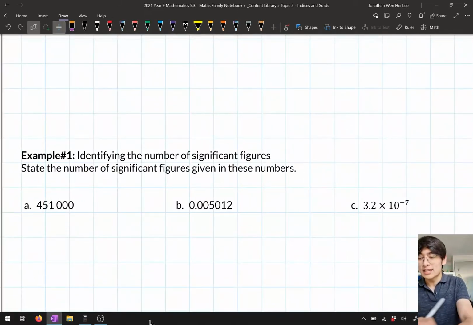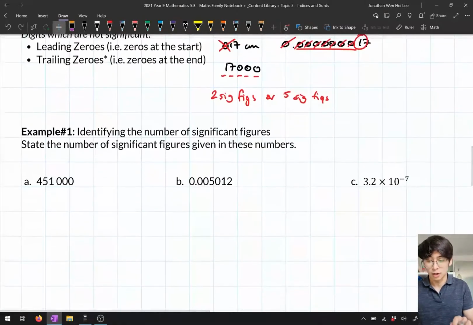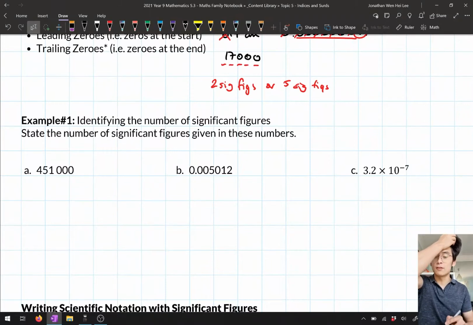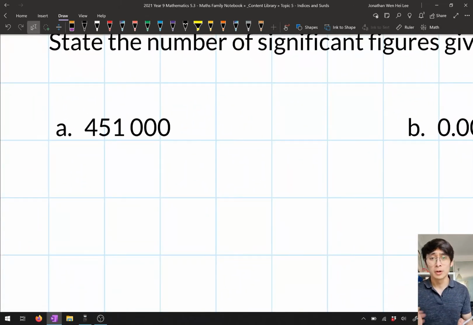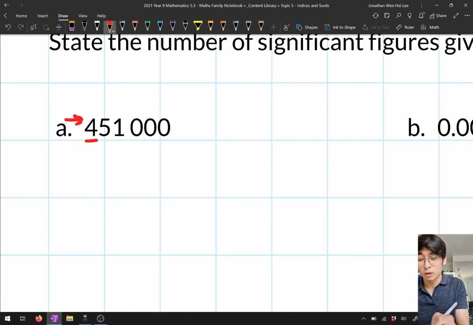So example 1, identifying the number of significant figures. State the number of significant figures given in these numbers. So what we want to do is figure out how many significant figures there are in the following numbers. So let's have a look at this first one. I've got 451,000. So I'm going to start from left to right, and I'm just going to count up how many significant figures I have. The first number is a 4. That's a significant figure. 5 is another significant figure, and 1 is another significant figure. So here we have 3 significant figures.